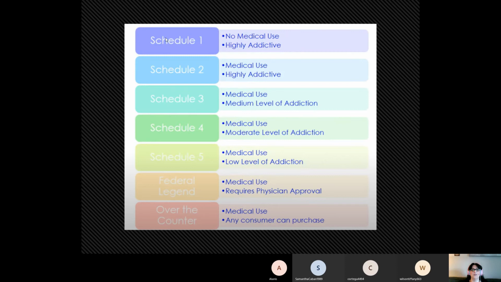Schedule 1 means that there is no medical use for this drug, and it is highly addictive. I'm going to give you an example: crack, heroin. These are drugs where, when you use them, there are no medicinal benefits. It is not going to help you in any way. Now I will tell you, marijuana in some states is still here, but in many states nowadays, it's right here, because people have woken up and seen that there are massive medicinal uses for it.